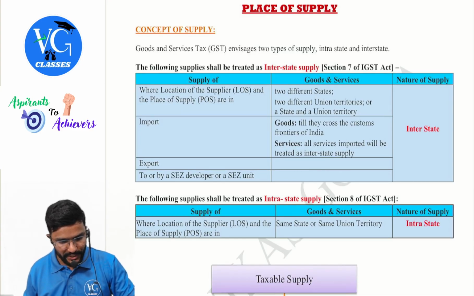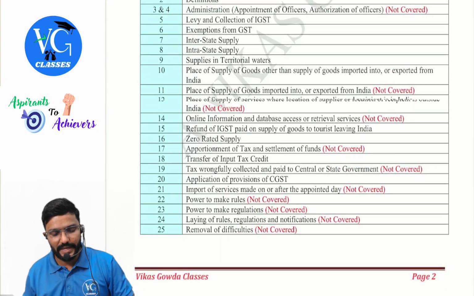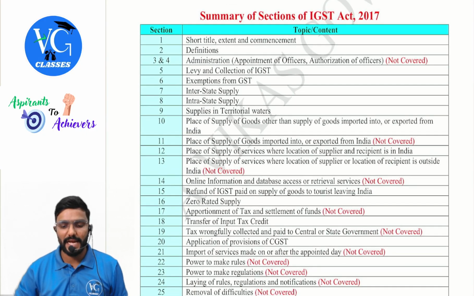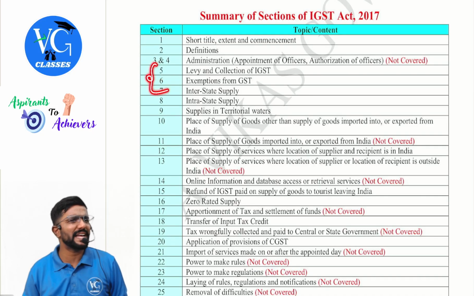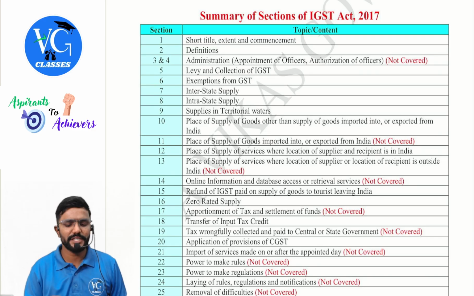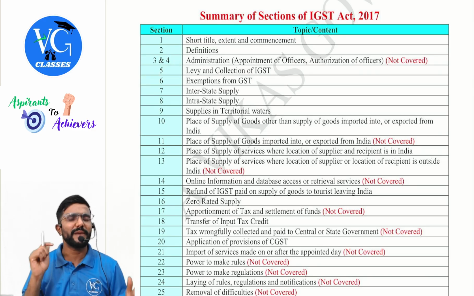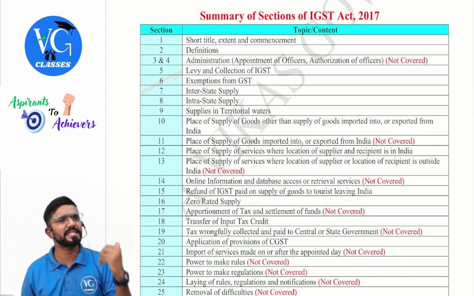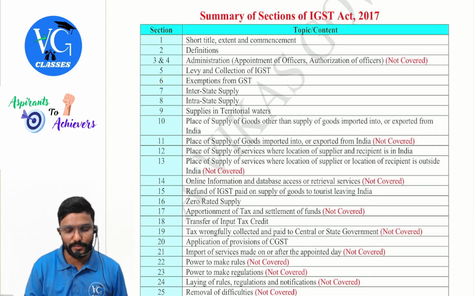We'll go to the section numbers. Now whatever we will be learning is under the IGST Act, guys. Sir, till 6 we have done with. 5 and 6 are common with the CGST Act. Section 5 is almost the same as section 9 of the CGST Act with some minor changes. Then section 6 is the same as section 11 of the CGST Act, which talks about exemption.